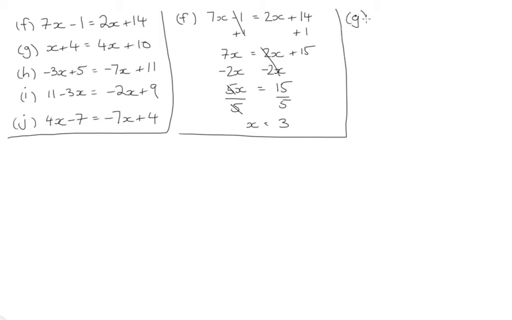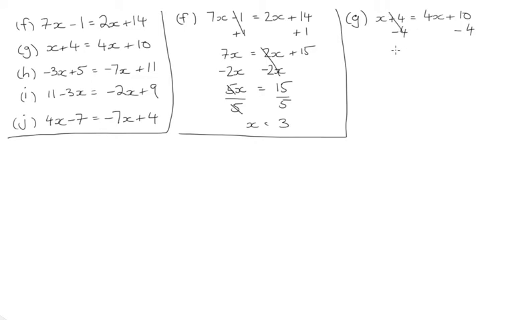G. So we have x plus 4 equals 4x plus 10. All right, so we want to get the numbers that don't have any letters, the constants, on the right-hand side. So let's get rid of this 4 first. So we minus 4, but we have to do it to both sides.